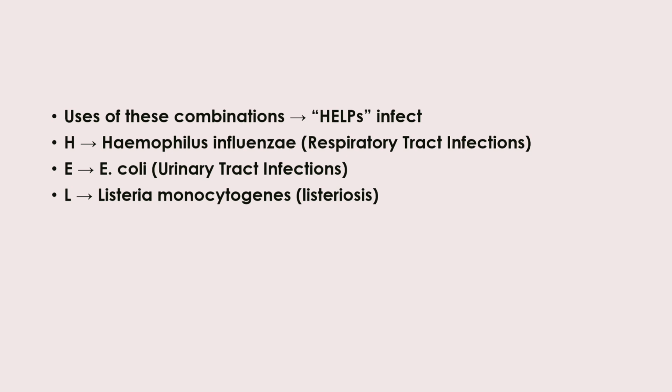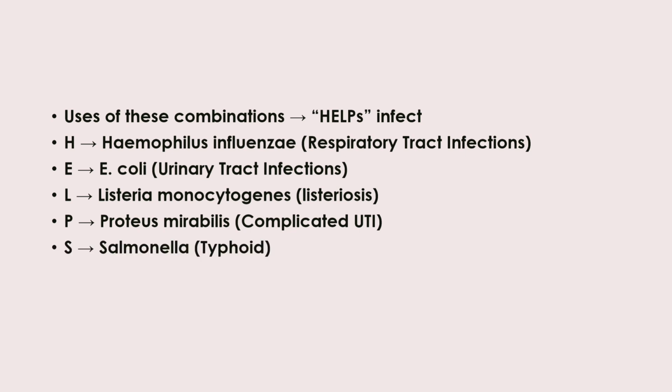Proteus mirabilis causes complicated UTI. We can use these broad spectrum amoxicillin penicillins in the treatment of complicated UTI caused by Proteus mirabilis. And salmonella is one of the causative agents of typhoid. We can use these combinations in the treatment of typhoid fever by targeting the salmonella bacteria. That's all about today's topic.